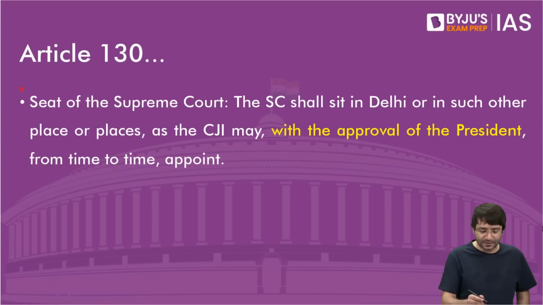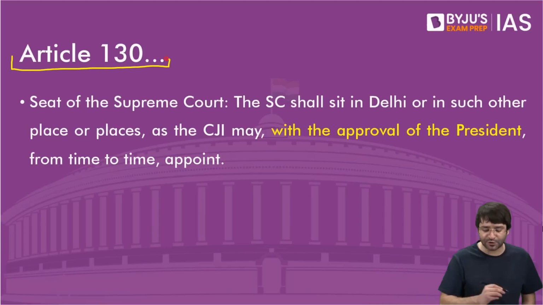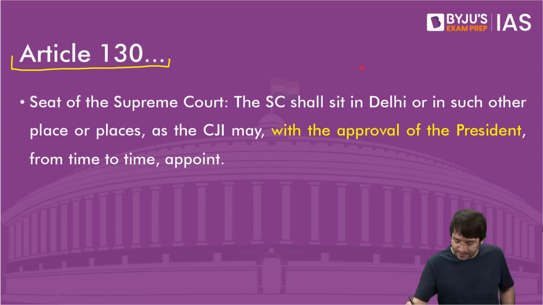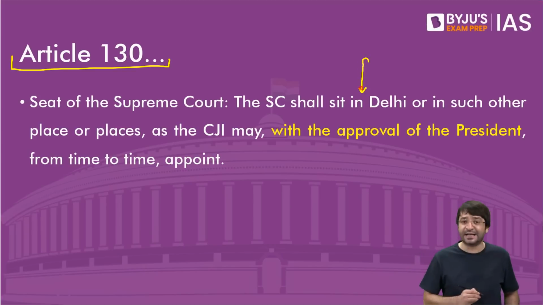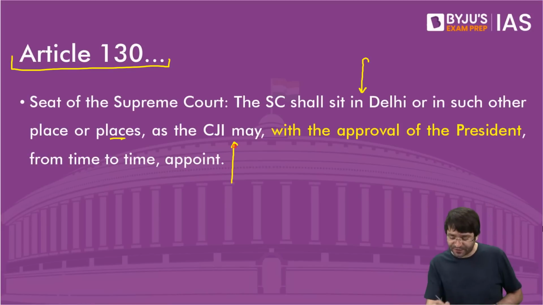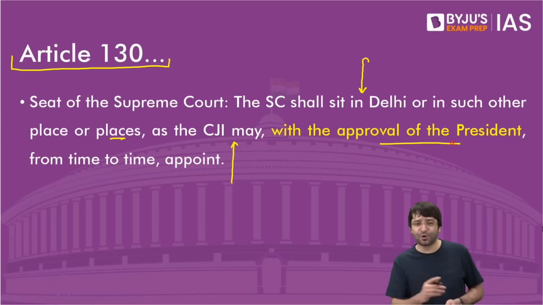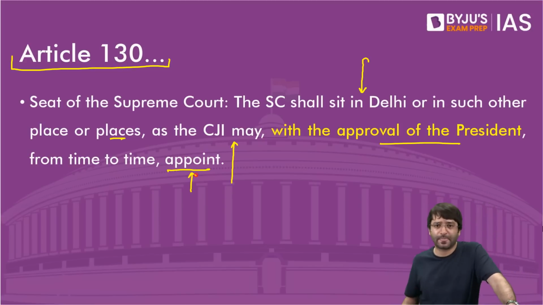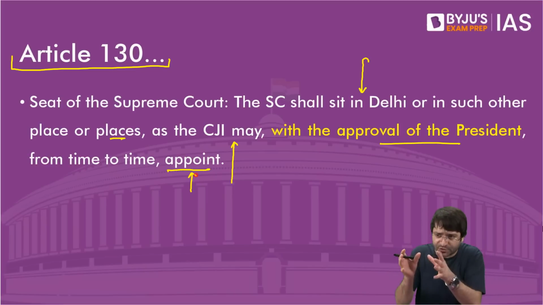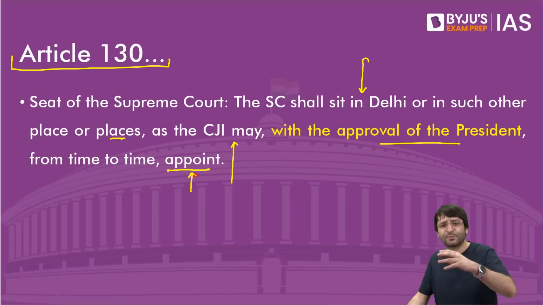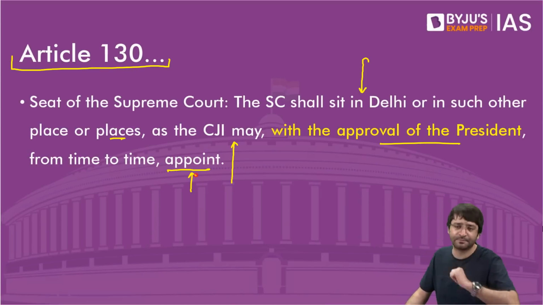Now let's look at Article 130 of the Constitution. The seat of the Supreme Court shall sit in Delhi or in such other place or places as the Chief Justice of India may, with the approval of the President, from time to time appoint. What is the location of the Supreme Court of India? The Constitution says the seat of the Supreme Court, which means the location of the Supreme Court, shall be in Delhi.